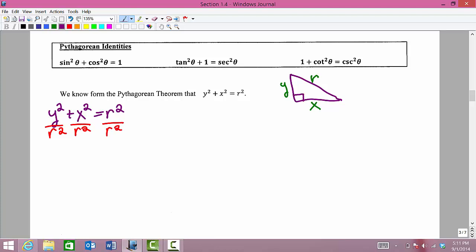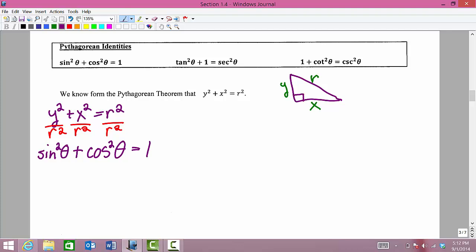So when I divide, well, y squared divided by r squared, that is the same thing as sine squared of our angle theta. Y divided by r would be sine, and y squared divided by r squared would be sine squared. Plus, x divided by r would be cosine, and since they're both squared, that would be cosine squared of our angle theta, is equal to r squared divided by r squared would be 1. So our Pythagorean identities come from the Pythagorean theorem.